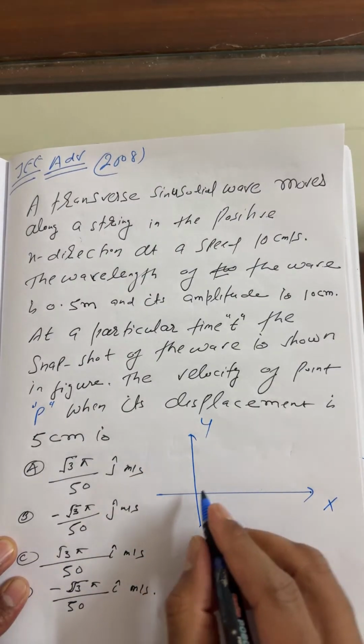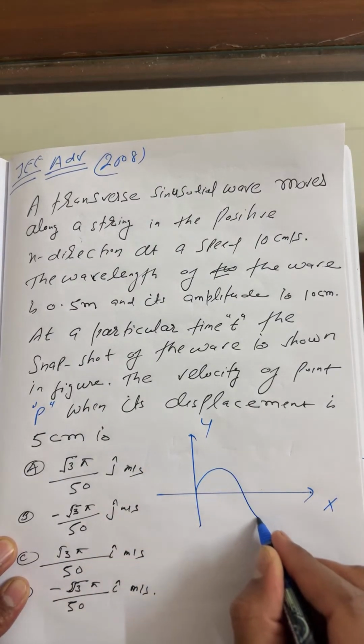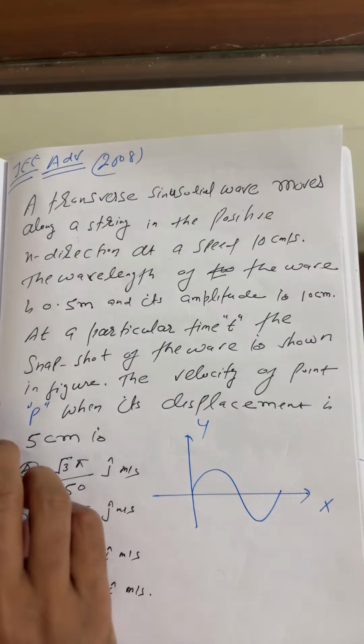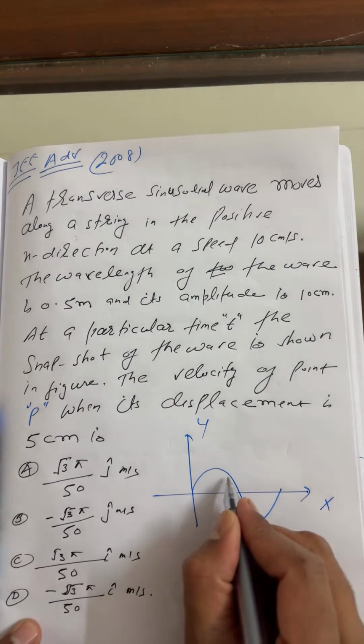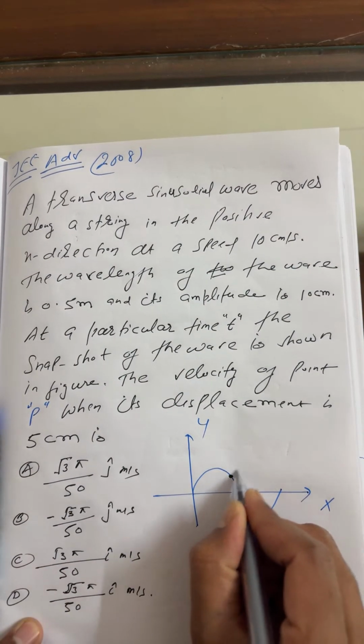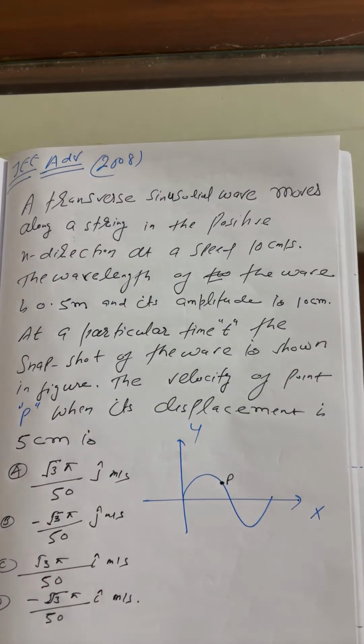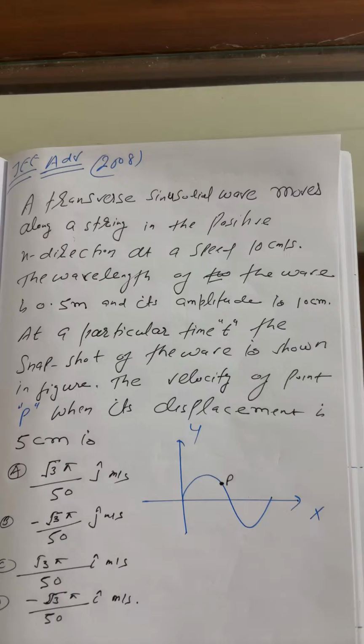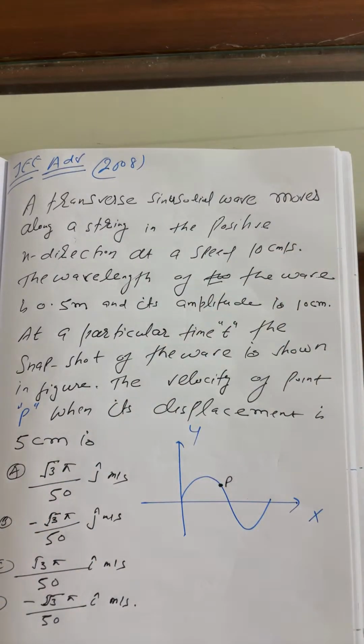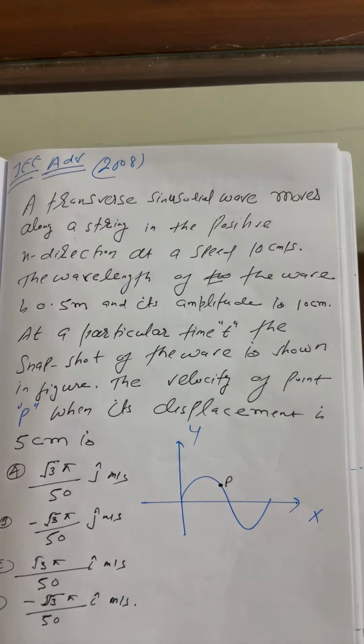This is x and y. Okay, this is the point here, P. I will question: a transverse sinusoidal wave moves along the string in the positive x direction at this speed. So this is the velocity of the wave, beta. At this speed, this is 10 centimeter per second. The wavelength of the wave is 0.5 meter.